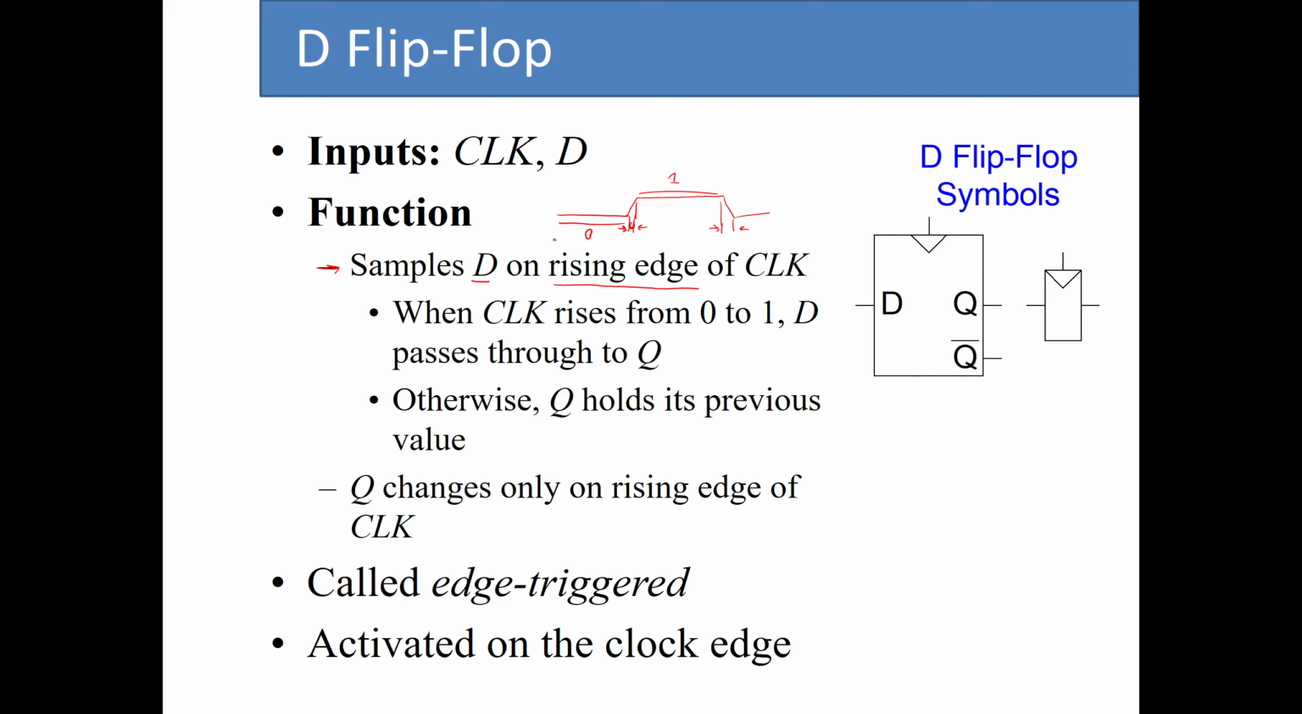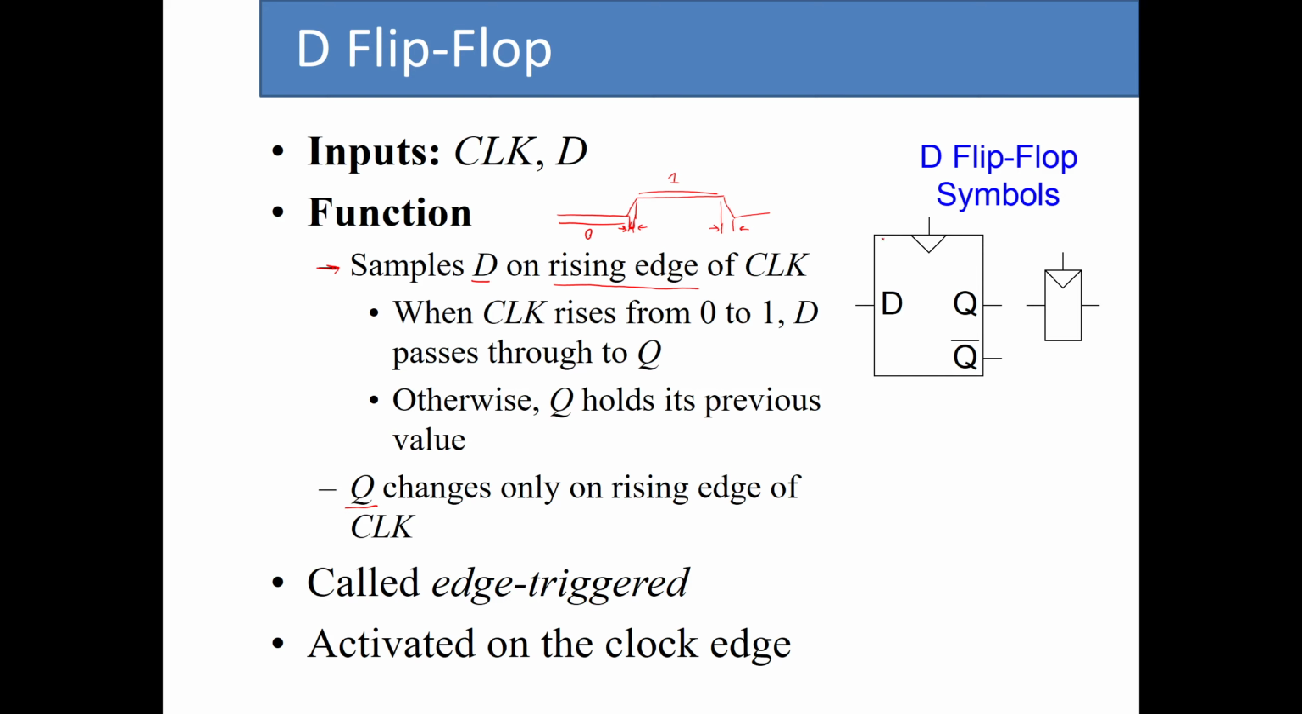For now, we focus on the D flip-flop that stores or samples D on the rising edge of the clock. So when the clock rises from 0 to 1, D passes through to Q, and otherwise Q holds its previous value. Again, we want Q to only change on the rising edge of the clock.